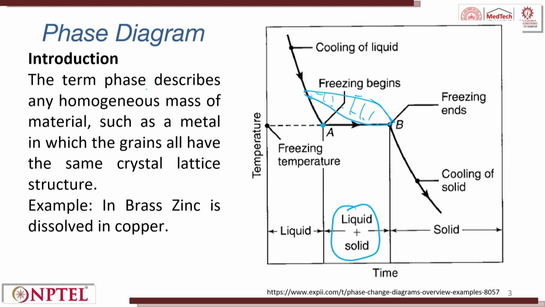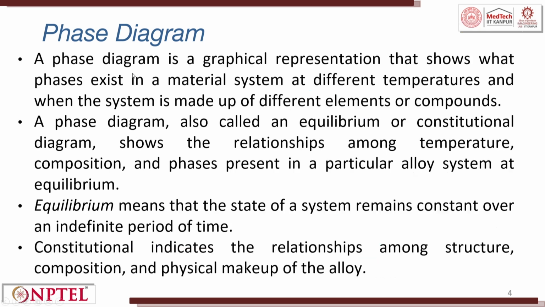The term phase describes a homogeneous mass of material, such as metal, in which the grains all have the same crystal lattice structure. For example, in brass, zinc is dissolved in copper. Okay, this is an alloy. This temperature versus time plot, we will see, is a phase diagram.